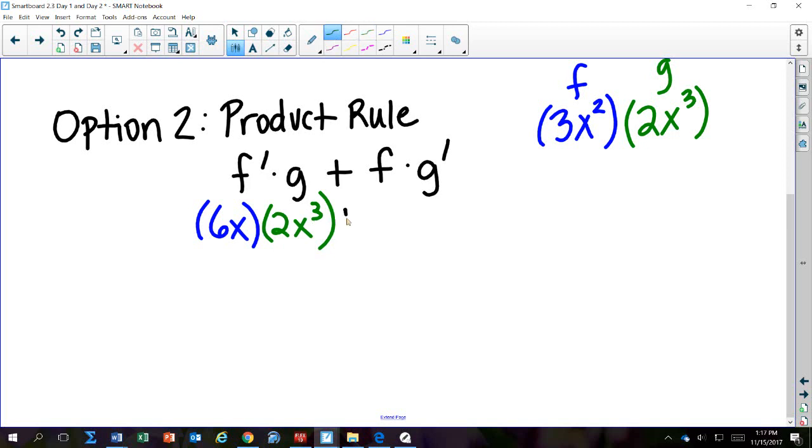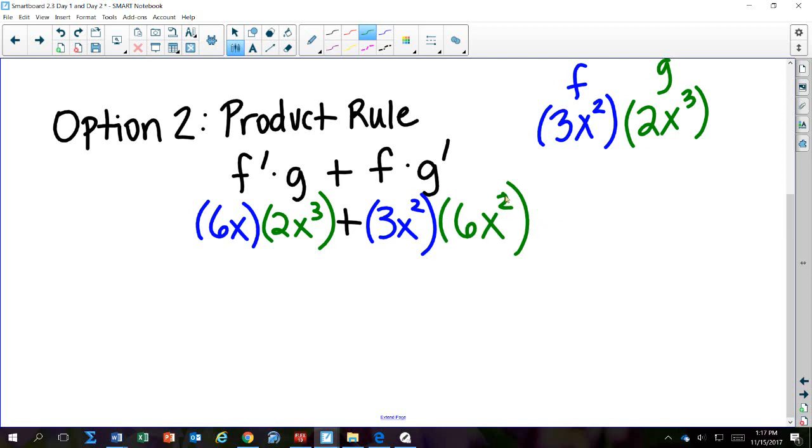Plus the first function, just regular, not multiplied out or taking the derivative of, just the regular 3x squared function, times g prime, the derivative of the second. What's the derivative of the second? 2x cubed. 6x squared. Any questions about how I got to that point?